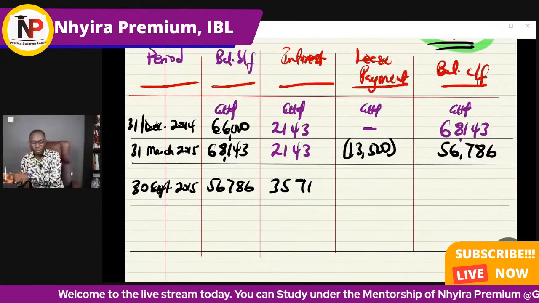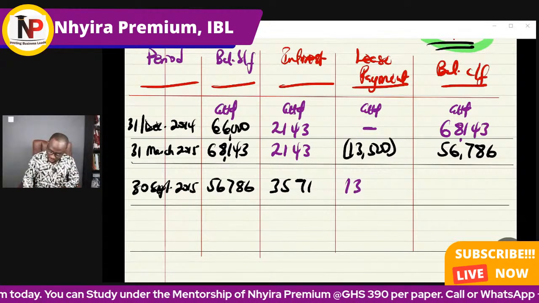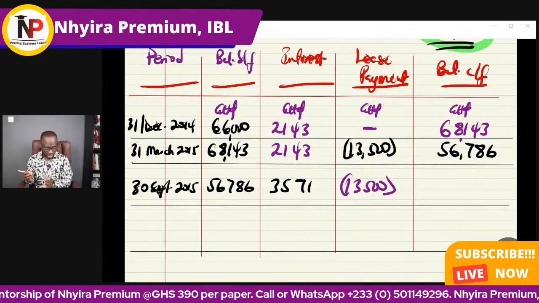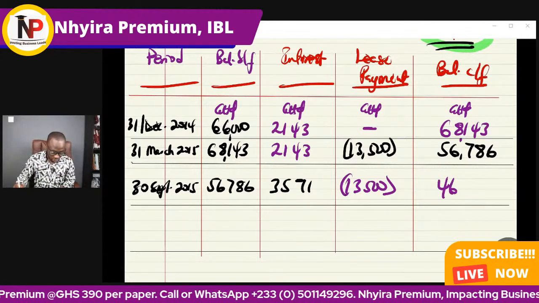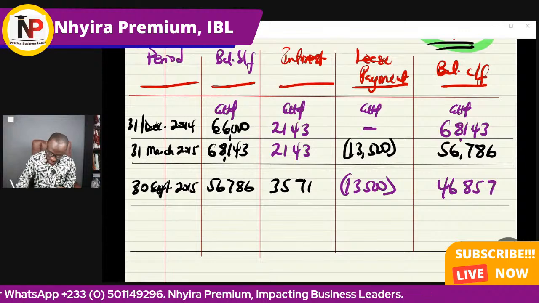Are we going to make any payment during that period? Yes, because the payments are made every 6 months. So we pay 13,500. Then we get a balance carried forward, that is the 46,857.